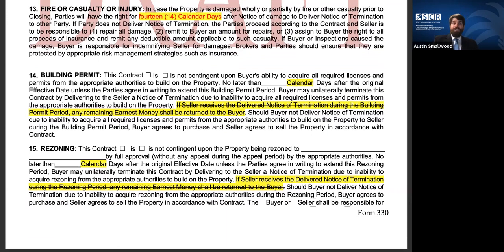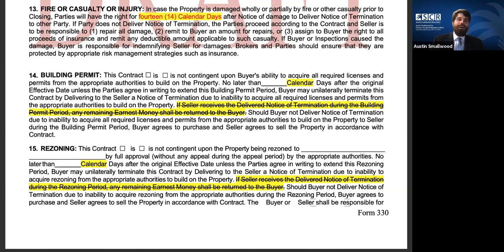Fire casualty injury, we have upgraded that from 5 days to 14 days. Understanding with storms and things of that sort and evacuation, sometimes it's impossible to even get to the property within 5 days. So the forms committee said, let's increase that to 14 to give parties actually a chance to review any damage that may have occurred.